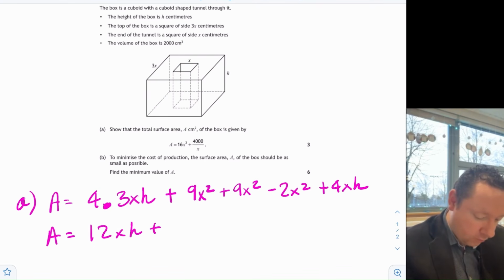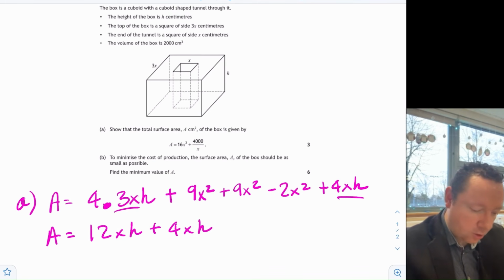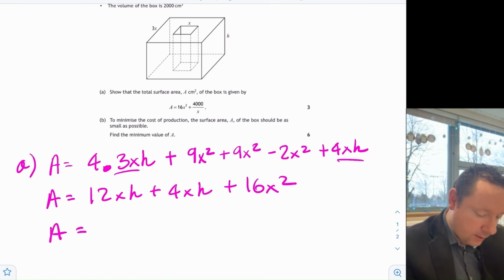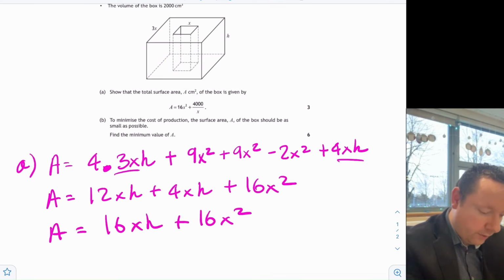12xh plus 4xh. That's just my first and my last one. And then my x squared is 18 minus 2 is 16x squared. Or my area is 16xh plus 16x squared. If you can get that far, you're getting a mark.